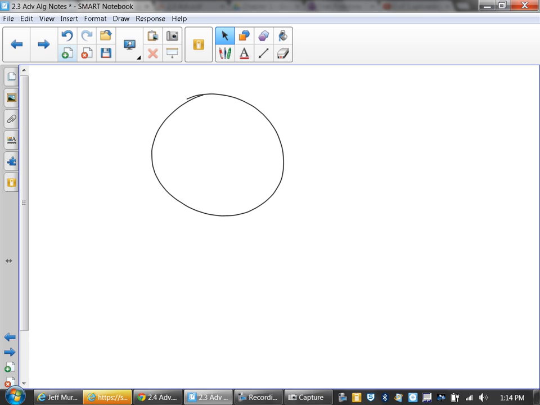A circle will not be a function, because as you draw through this, you're going to touch the circle in more than one spot. So the equation for a circle is not a function. All right? And we go through this a little bit from time to time.